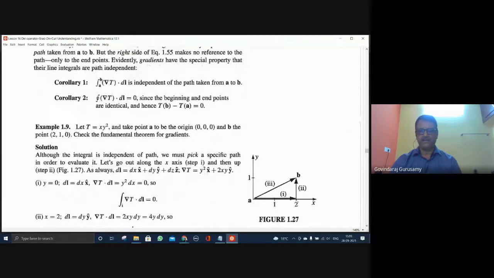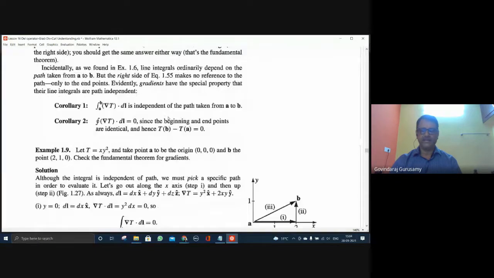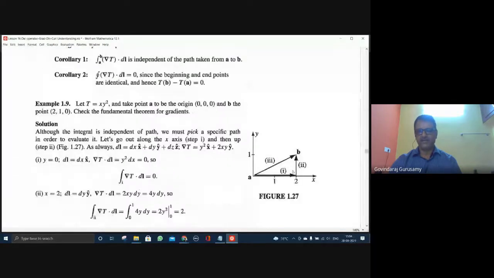Here is a nice example. You can think about it. Let T equal x y squared. Take point A at 0, 0, 0 and B at 2, 1, 0. This is 0, 0, and this is 2, 1 with z equal to 0. There are two points, A is this, B is that. Check the fundamental theorem of gradients. What checking should be done? Find the left hand side and the right hand side; they must be equal. Like the Eiffel Tower, the same thing can be done here.